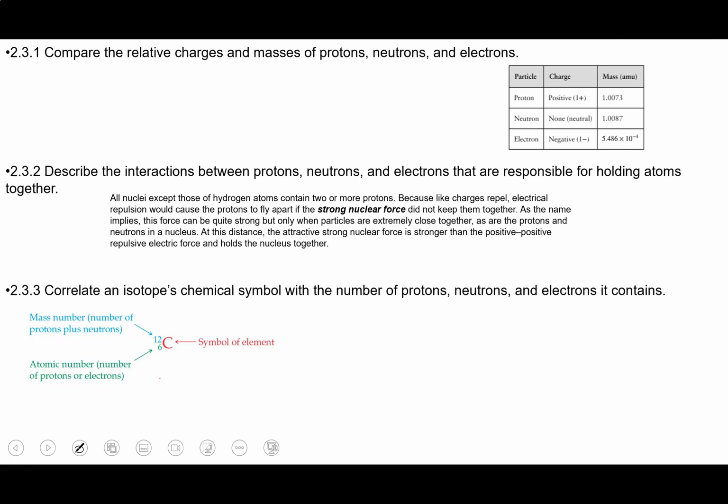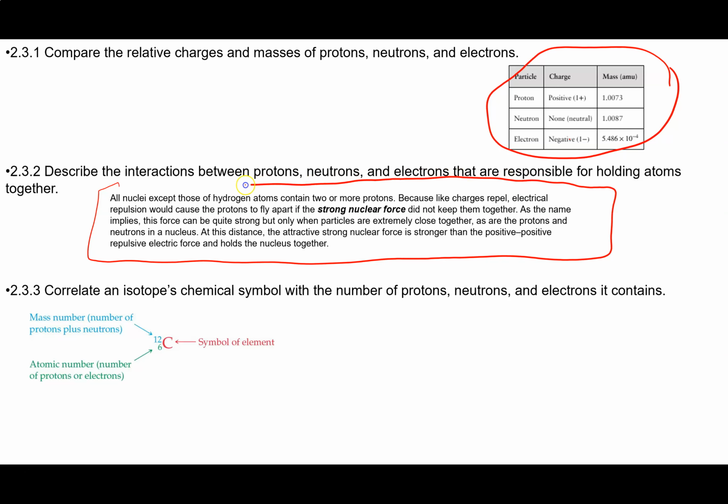Okay. Next up is going to be relative charges and masses of protons, neutrons, and electrons. So over here is the chart from your book that I highly recommend you look at. This chart aims to describe to you the fact that a proton and an electron are equal and opposite charges, one positive, one negative. And not only that, but the mass of a proton is 1,000 times greater than that of an electron. So they're equal and opposite charge, but an electron is much smaller, which is why it can move so much faster.